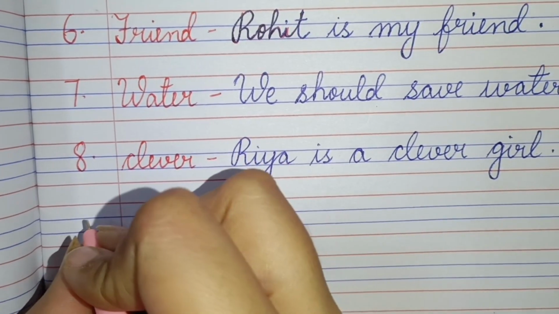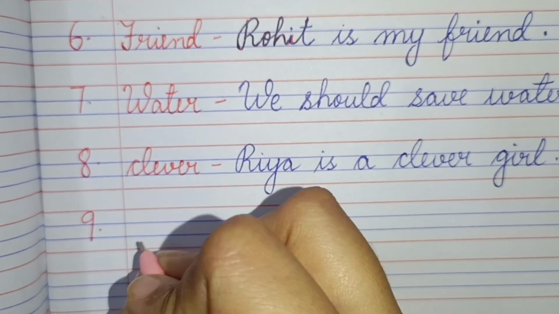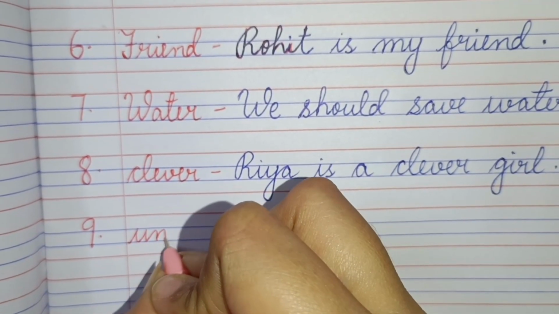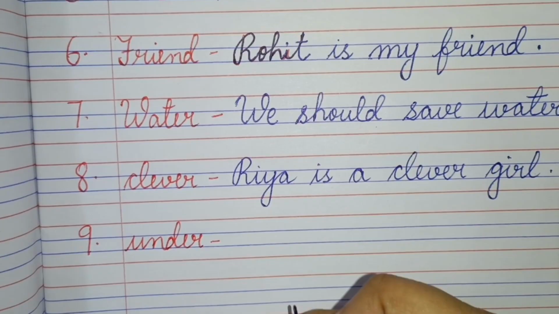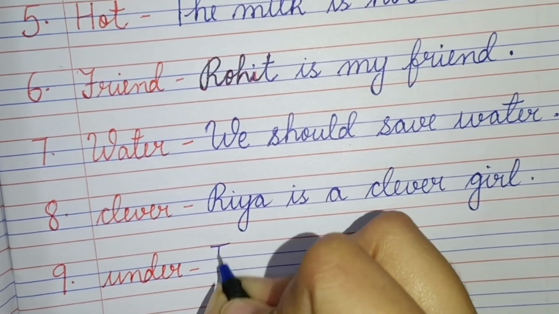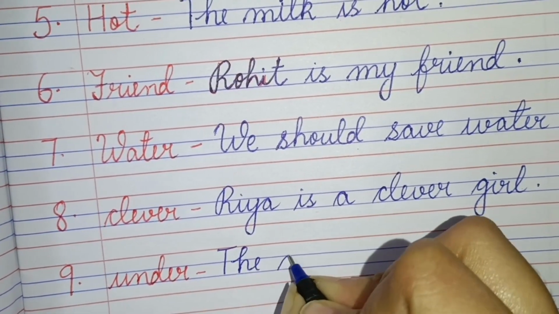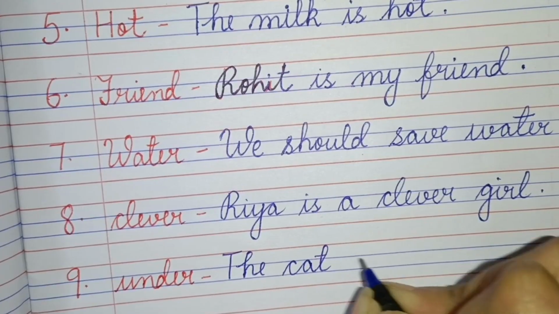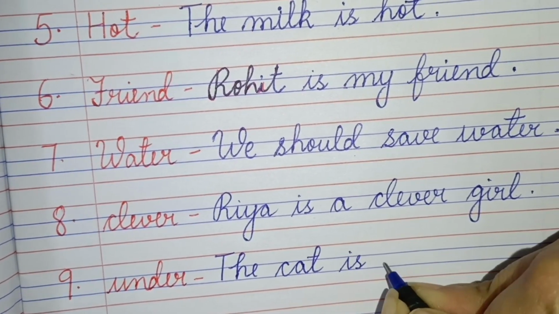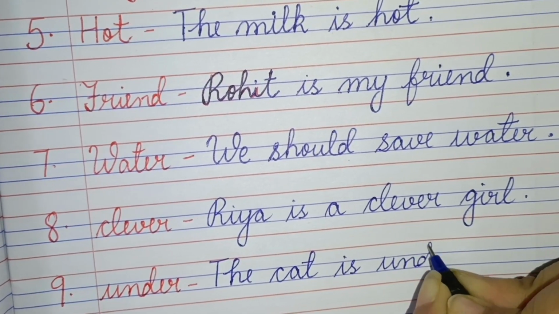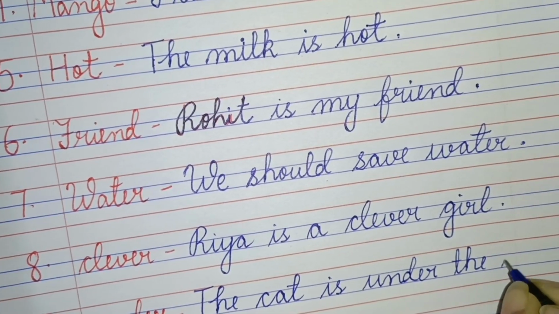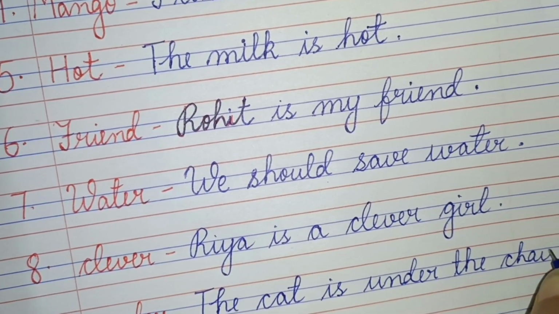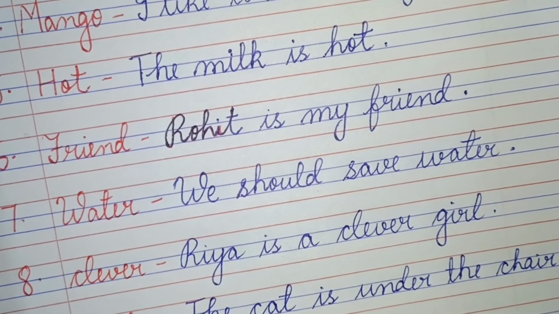Next, under. So we can make a sentence like: the cat is under the chair. The cat is under the chair.